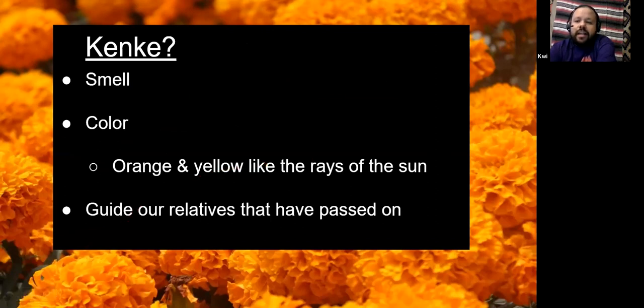Kenke. So why is this flower used? The smell, I don't know if you all have been around these flowers. They smell amazing. The color, right? It's orange and yellow, like the rays of the sun, and this color guides our relatives that have passed on. So the smell, as well as the color. This is documented in some documents, roughly around why this flower is used. I've also asked my teachers, and this is exactly what they tell me as well.